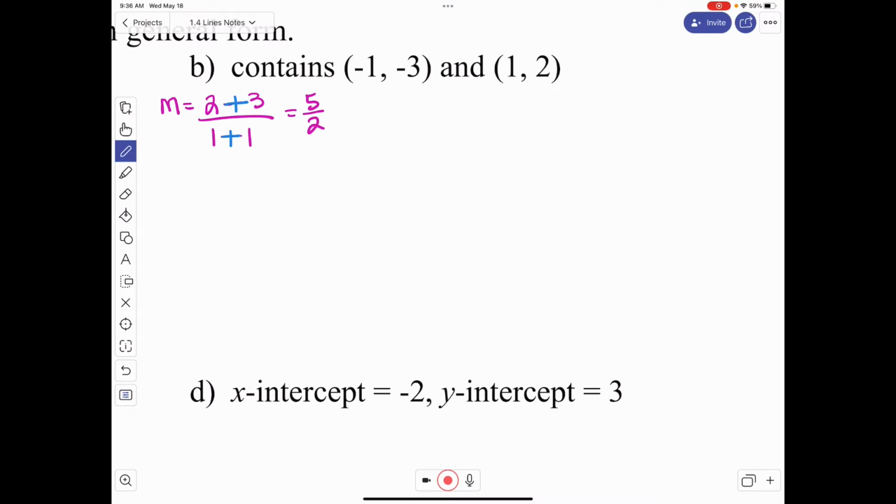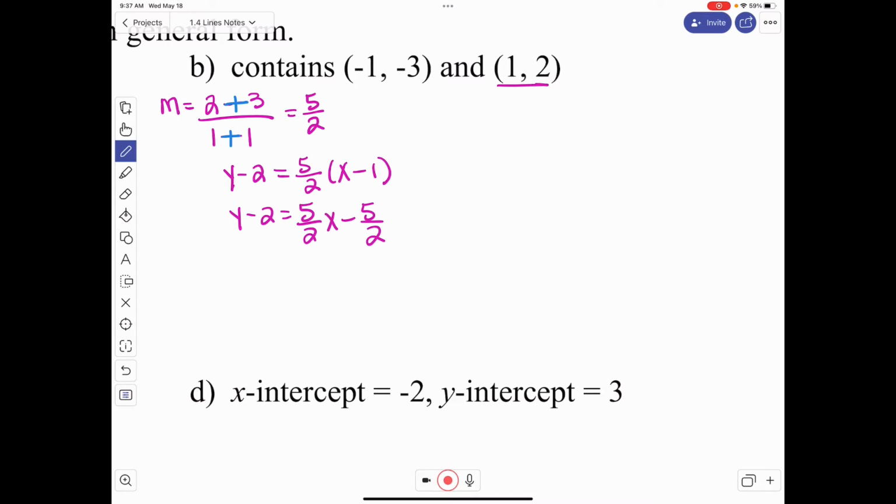So now I've got a slope and I've got a point. It doesn't matter which point you use. We can use -1, -3, or we can use 1, 2. We will end up with the same answer no matter which one we use. So I'm just going to use this one here. So I have y minus 2 equals 5/2 times x minus 1. So when I distribute, I'll get 5/2x minus 5/2.